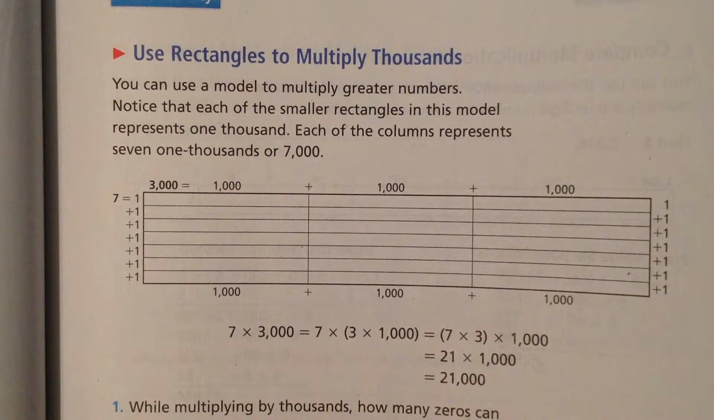For this lesson, we're going to be looking at multiplying 4-digit by 1-digit numbers. So we're looking at multiplying the thousands this time. You'll notice on page 77 in your SOB book that you can use a model to multiply greater numbers. We've been using those area models, but you can also make these into smaller rectangles to represent 1,000. Each of the columns represents 7 1,000s or 7,000.